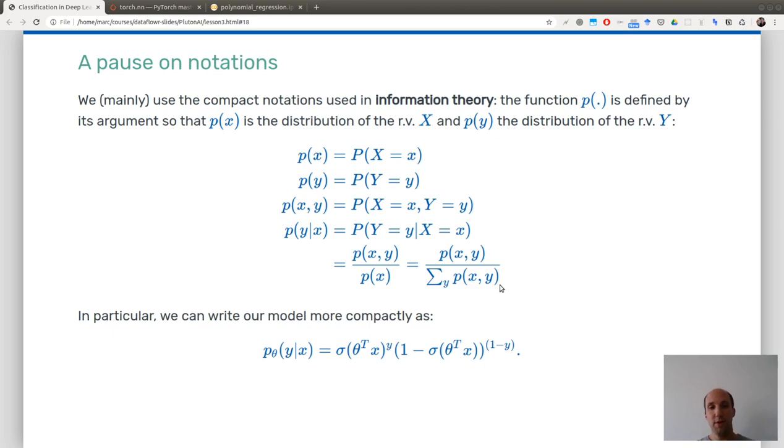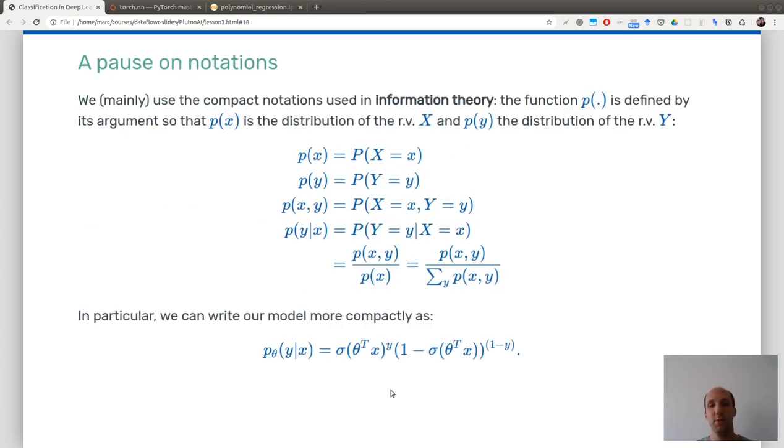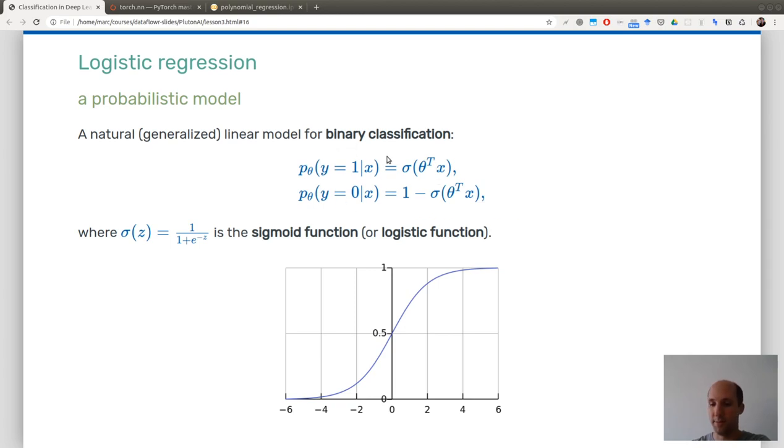So for example, if you go back to our model here, you can write it in a very compact way. The distribution of y knowing x as a function of the parameter theta is this quantity, where sigma is the sigmoid function. You see that y is equal either to 0 or 1, so if y is equal to 0, this term will disappear, and you will obtain only this term, and if y is equal to 1, this term will disappear, and you will obtain only this term, which is exactly this formula.